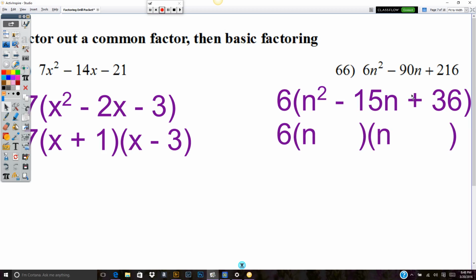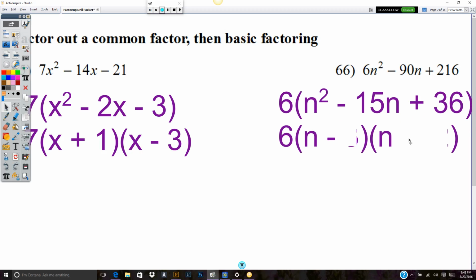And I see I have a plus sign here, which means these signs inside my two binomials are the same, and the minus sign is going to tell me they are both minuses. So I'll pull those out. And what multiplies to 36 and adds to 15? 3 and 12.